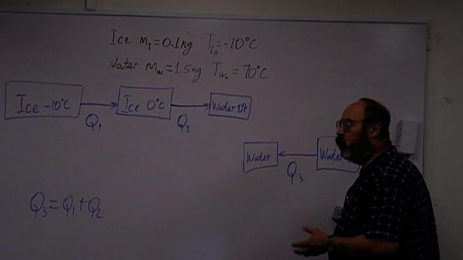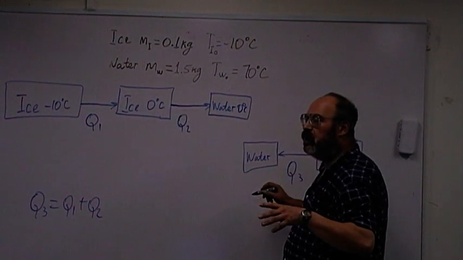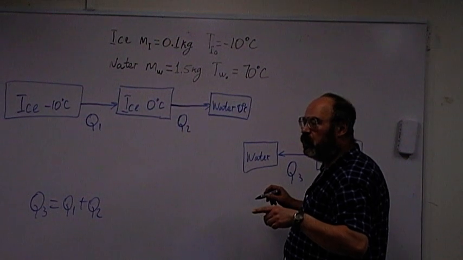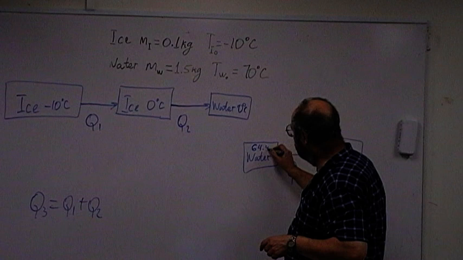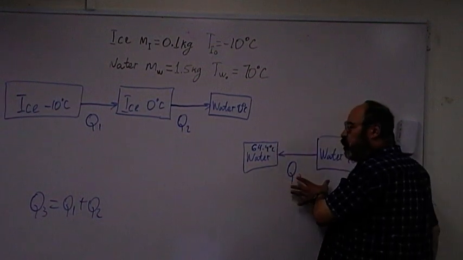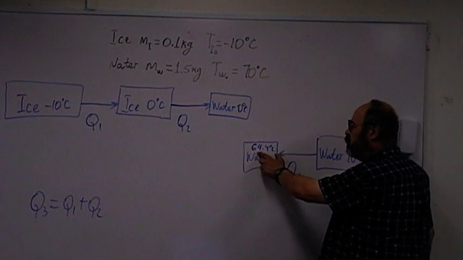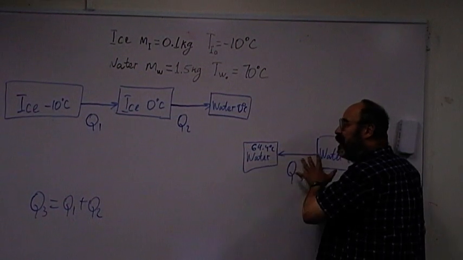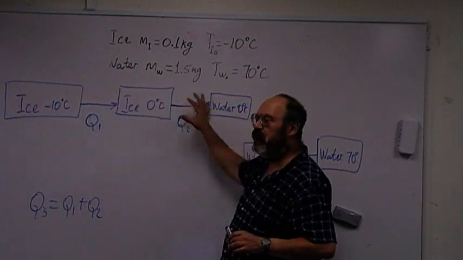And we found that water cools down as a result of this to what temperature? What was the first we calculated? 64.4. So that much heat the water gives, and it cools down from 70 to 64.4. And that heat was enough to heat up the ice and melt it.